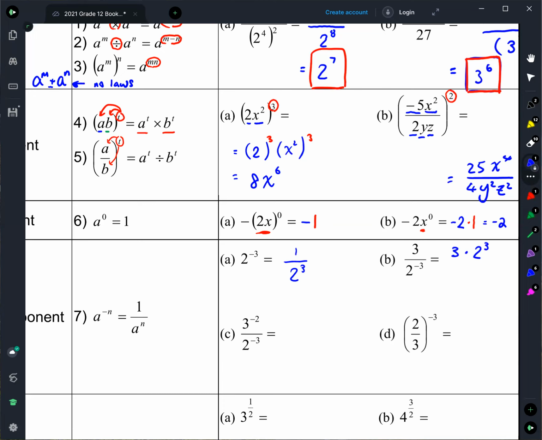Okay, so you can try C and D. You just need to do the moving, okay? You don't need to evaluate, okay? Just show me how you move the bases, so then the exponents become positive. Okay, you can raise your hand if you finish both C and D.